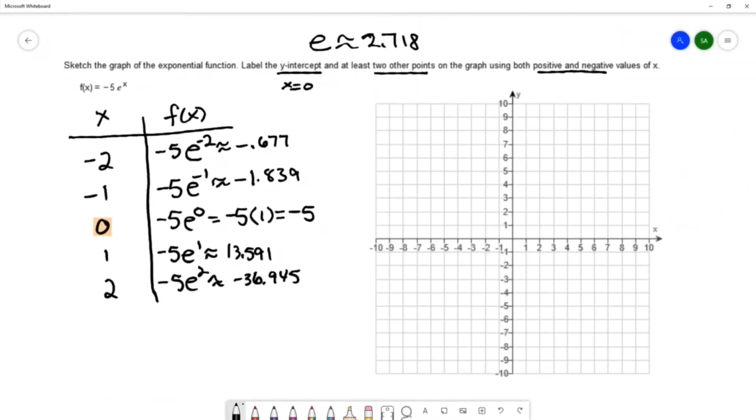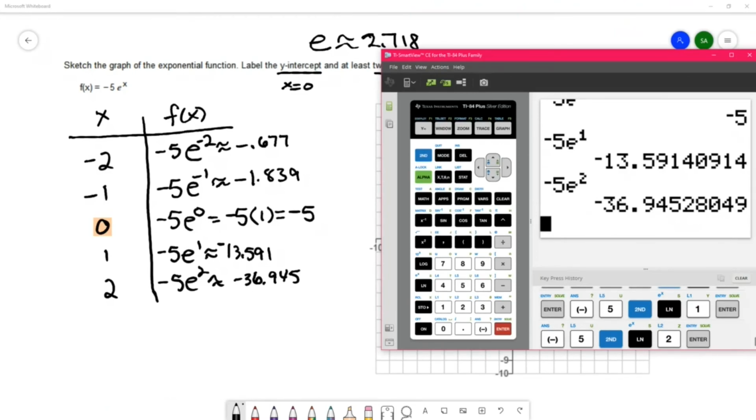And we can plot the ordered pairs. We've got -2 and -0.677. That would be about right here. We have -1 and -1.839. It's almost -2. We have our y-intercept at -5, and then 1, and I may have left off a negative here, so let me look at that calculator one more time. Yes, I left off that negative.